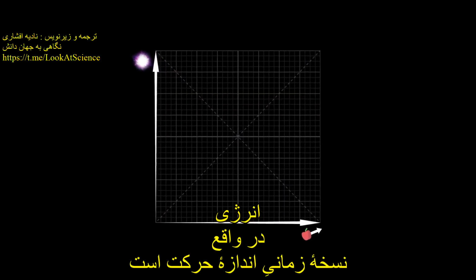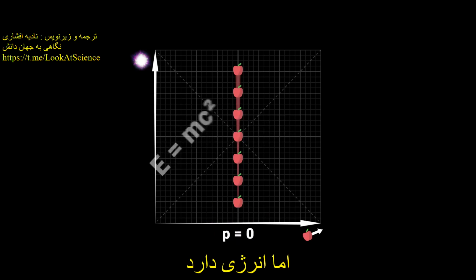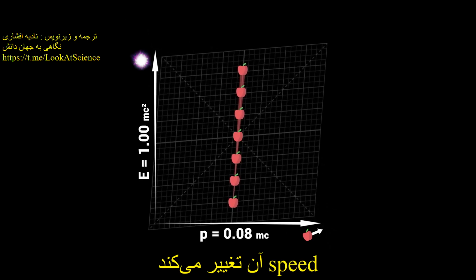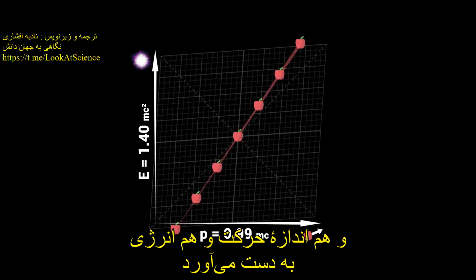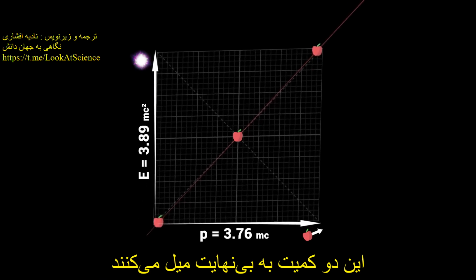Finally, this vision allows us to unify the notions of momentum and energy. Energy is actually the time version of momentum. While one measures movement through space, the other measures movement through time. A stationary object, for example, has no momentum. It does not move through space, but it has energy because it moves through time towards the future. If the object accelerates, its speed changes. It turns within spacetime and gains both momentum and energy. By approaching the speed of light, these two quantities tend to infinity.